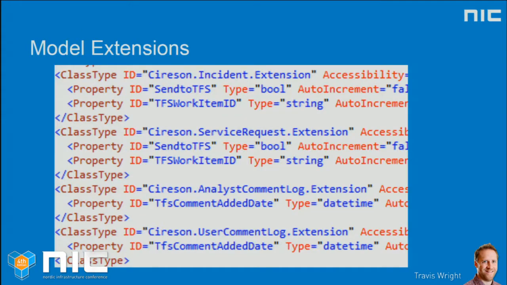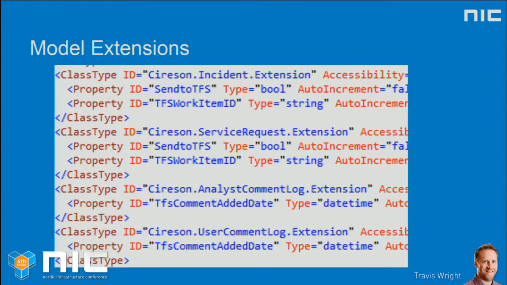The first thing that we did is we extended the data model inside of Service Manager to add 2 additional properties to the incident and service request classes. We added a send to TFS property, which is a Boolean, similar to what I just showed you in the demo within my dev environment. And we added a TFS work item ID property.